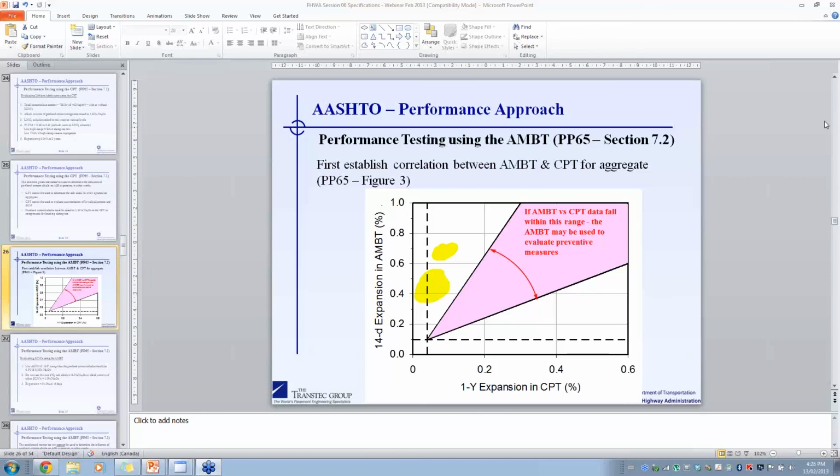Out in the west of Canada, there have been reported cases of ASR where the cracking hasn't really shown itself for 12 to 15 years or something. So that's an open book. It's hard to give an answer to that.